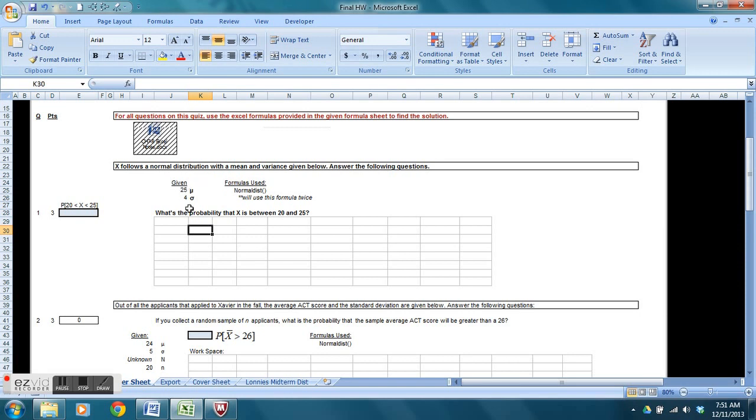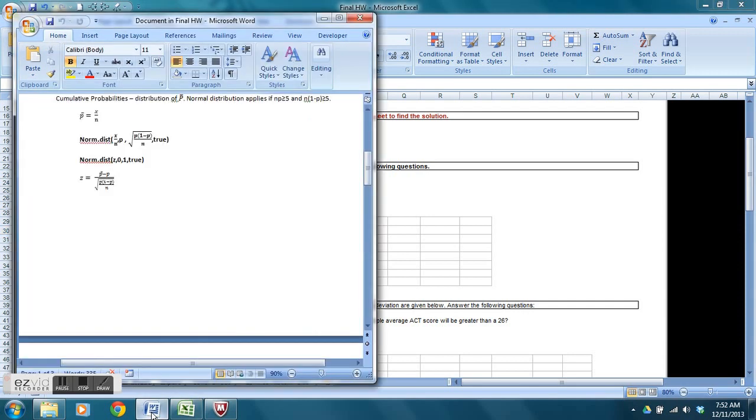So we have a normal distribution. We're given the following information. What's the probability that x is between 20 and 25? Well, I say use the normal distribution formula. Let's look at our equation sheet.